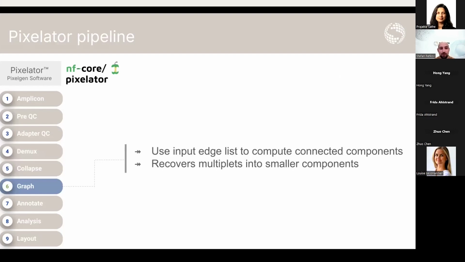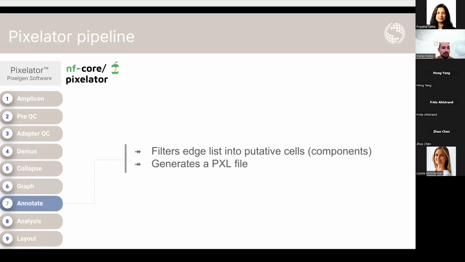being further processed. So this large edge list at this point is being split into separate smaller components that are to represent different cells. In the annotate step, we refine this. So we basically work with the edge list to filter out components that do not represent cells, and they're probably on the smaller end. So those are being filtered out. And we're also generating our first pixel file.